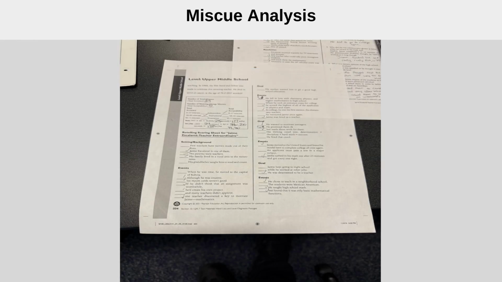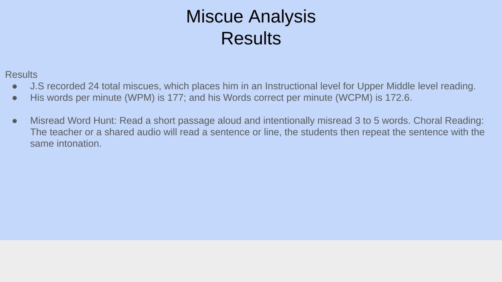And here's a test sheet with the data that was recorded from his miscue analysis. Now let's get into it. Based on the results, we know that JS recorded 24 total miscues, which places him in an instructional level for upper middle level reading. That is actually on the higher end of the instructional level, because the instructional level ranges from 18 to 84 miscues.